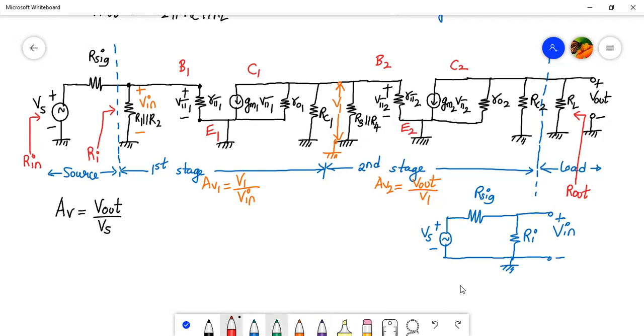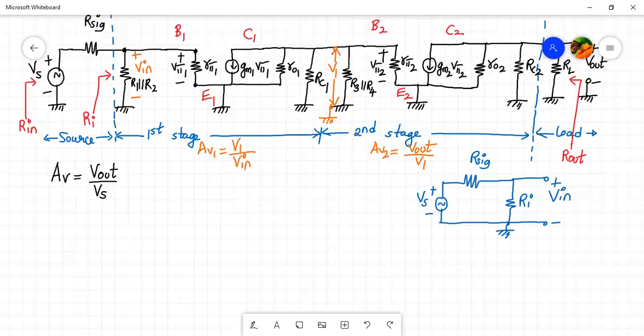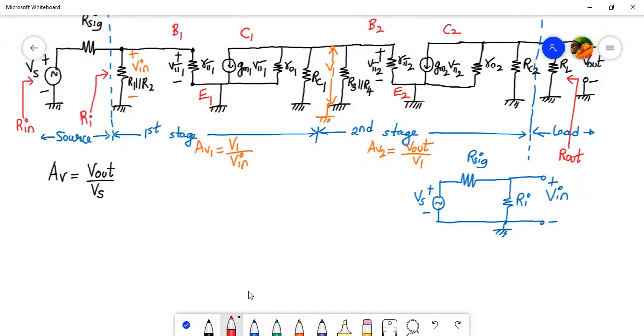So what will be the answer over here? Okay, let us write it down. V in upon Vs. So V in will be written as V in equals Ri divided by Ri plus R sig, into Vs. So we have the relation between V in and Vs.